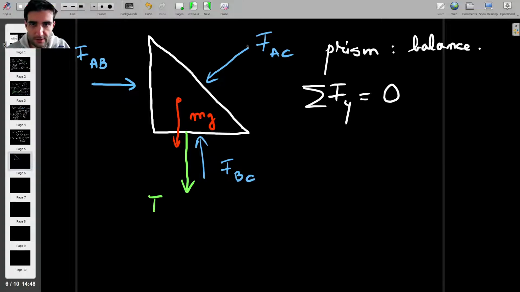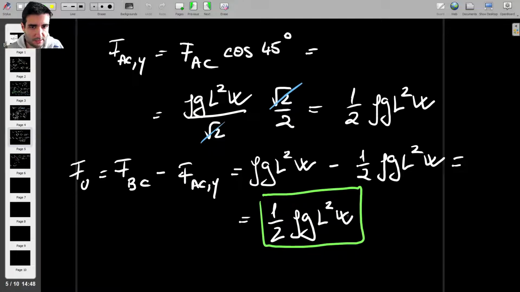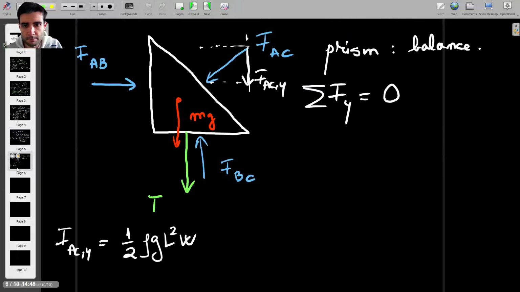Now, we already found the vertical component of the AC force, and we got that to be, I think, 1/2. So that's FACY. That's the one we're considering. Okay, so I think we got FACY as 1/2 rho G L squared W, if I'm not mistaken. Just quickly check. Yes, that's it. It's this one here. Okay, so if the forces are balancing each other out, let's write out a force balance.